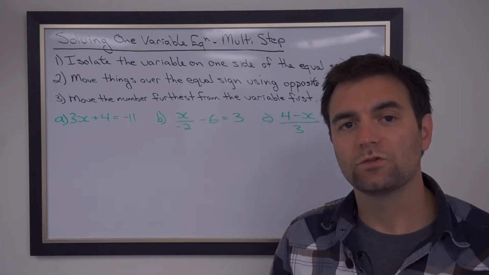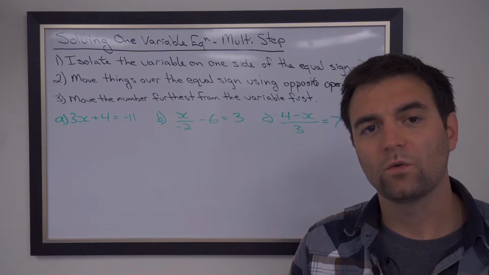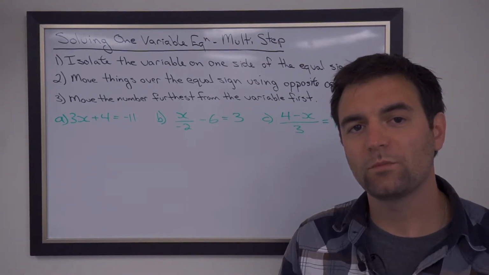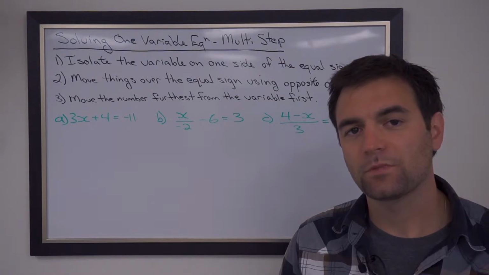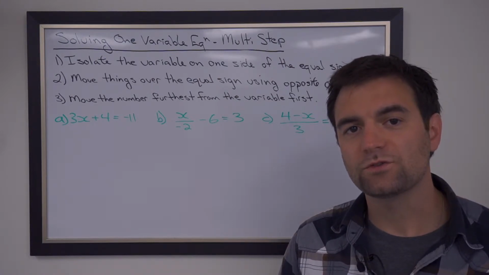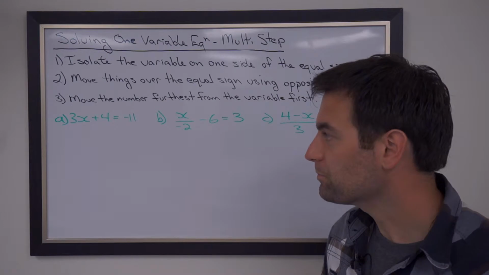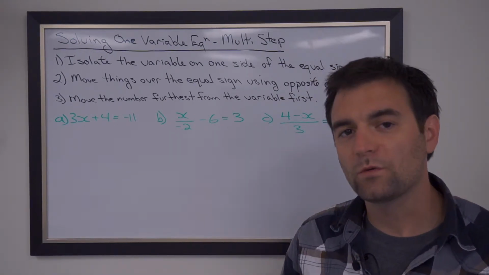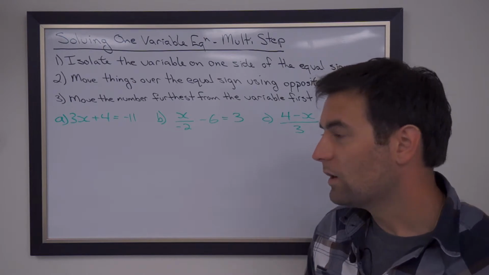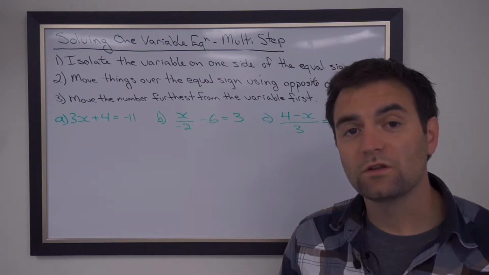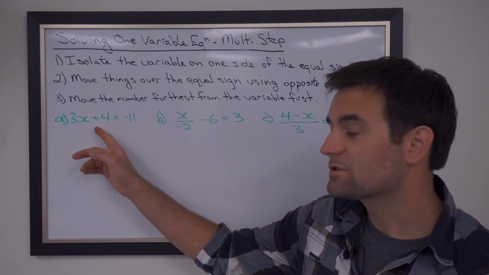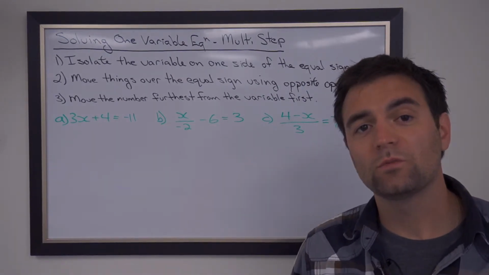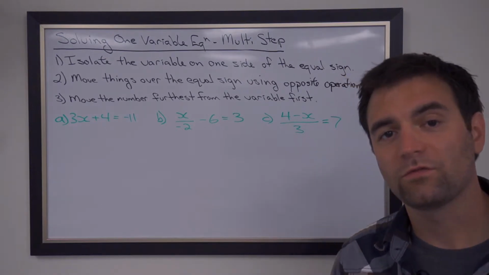But now we have to make sure that we move the numbers in the correct order. Our goal is to move the numbers furthest away from the x first. So let's look at a few examples to try and see what that part means. In our first example, we have 3 times x plus 4 equals 11. Well, physically in this question, the 4 looks like it's the furthest away from the x. And it is in this case. So we're going to move the addition of 4 first.